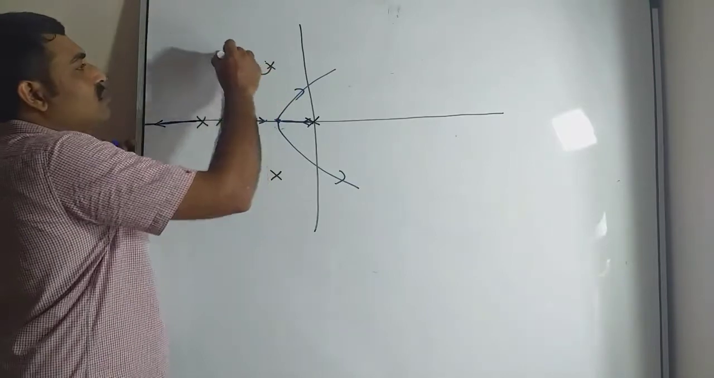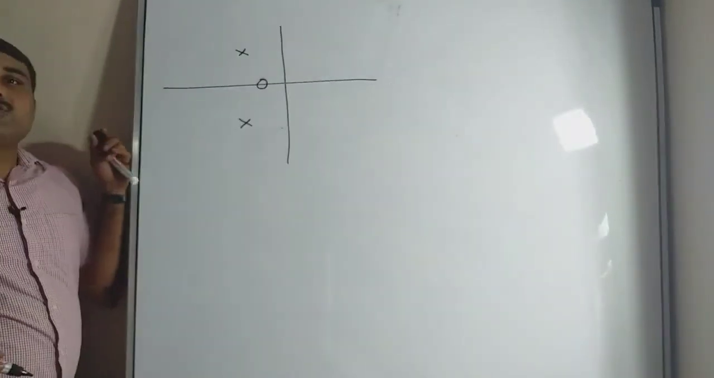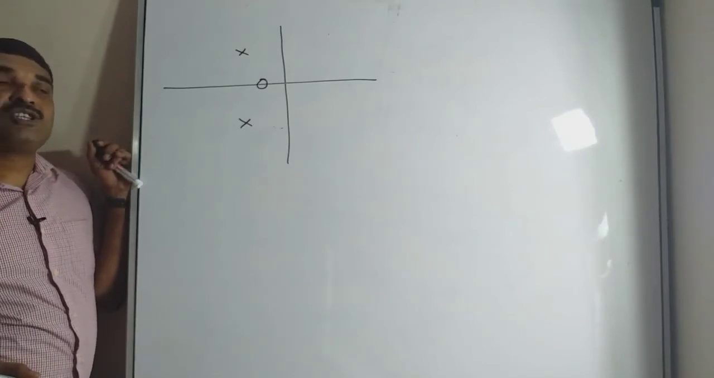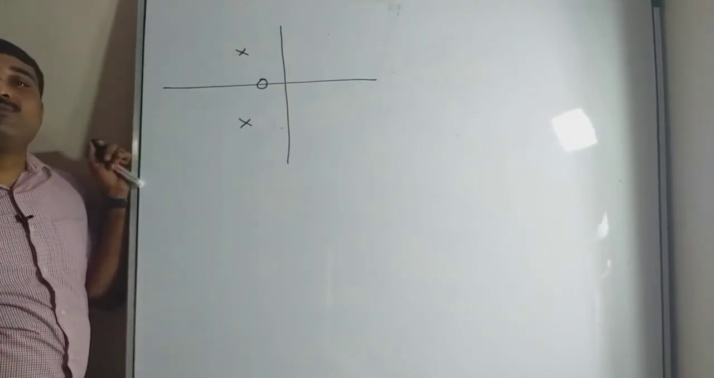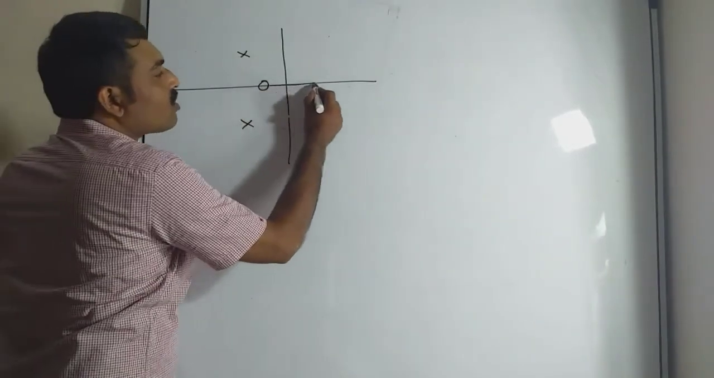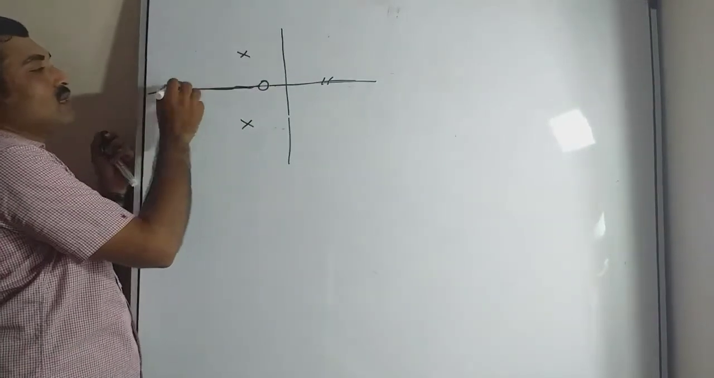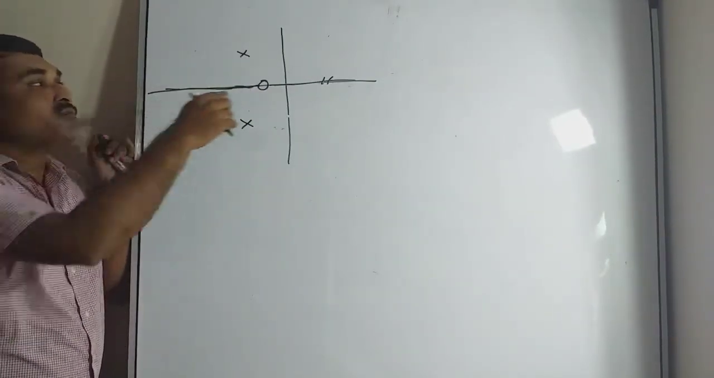This will move like this. I have to determine the angle of departure. Suppose this is our pole-zero configuration. We have a pair of complex conjugate poles and a simple zero. This portion is not lying on root locus. This portion of the real axis is lying on root locus since we have an odd number of zeros.